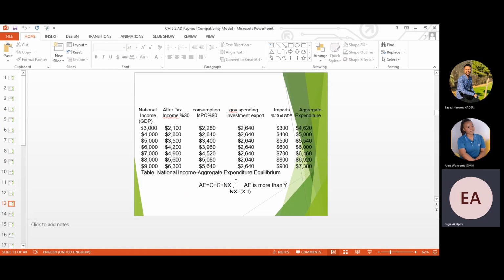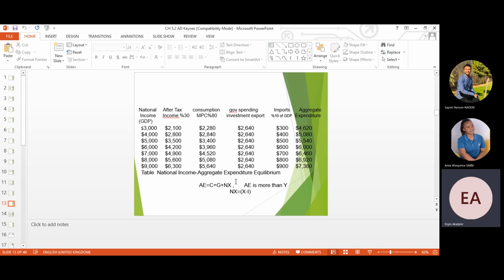3,400, 3,960, 4,520, 5,080, and 5,640. And governmental investment exports is going to be similarly estimated as 2,640 for the whole, and the imports for the 10% is 300, 400 after the reduction of the GDP. You will calculate, and the aggregate expenditure will then be 4,620.